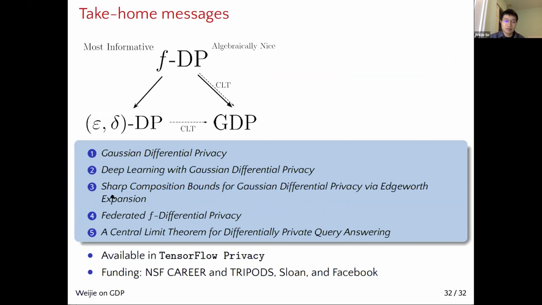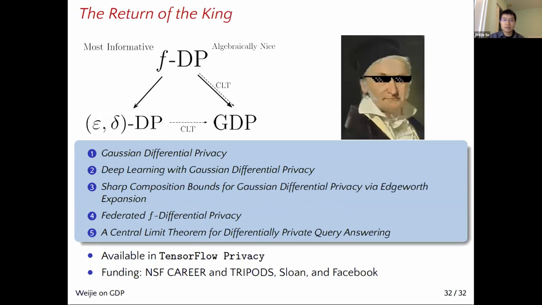So this is based on these papers, but today we only talk about the first paper. And our implementation of f-DP is now available in TensorFlow Privacy library. So here, everything says that Gaussian now becomes the center of privacy again. So this is the return of the king. Okay, thank you for your attention. So this is all about my talk.